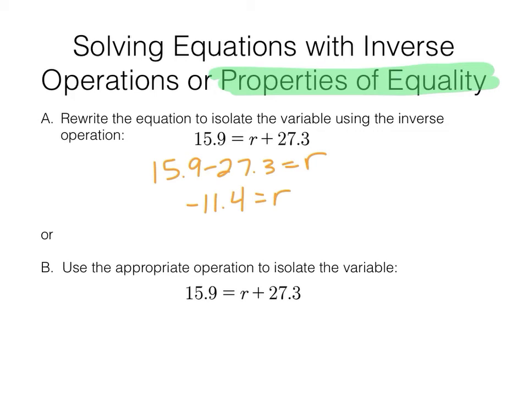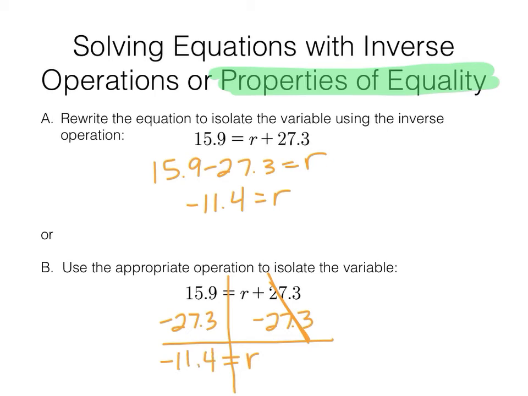If we use properties of equality, that is where we are going to put our line down the center and a line across, and we're going to use the opposite operation that we see. We see plus 27.3. We're going to subtract 27.3 from each side. Canceling here, leaving me r equals, and the difference of two numbers is 11.4.